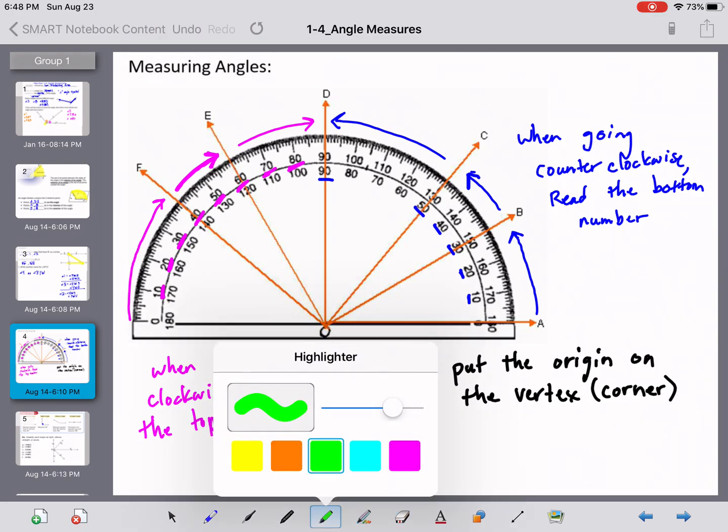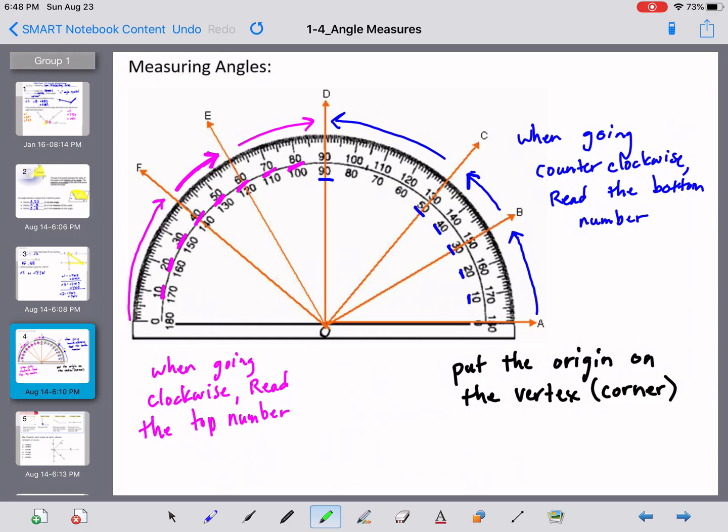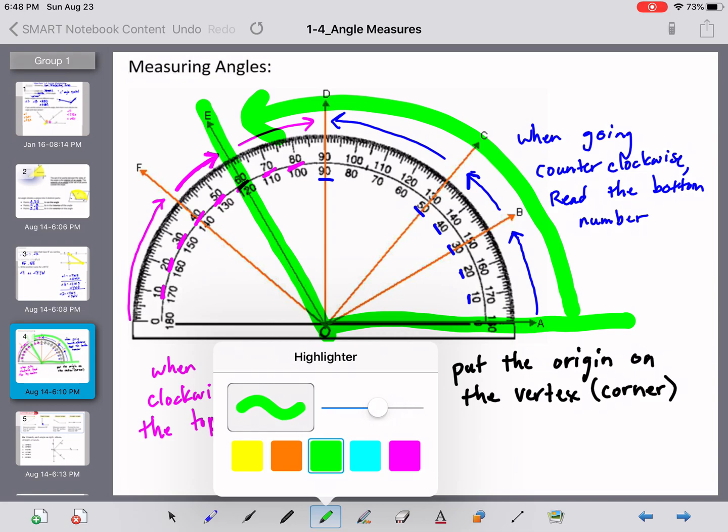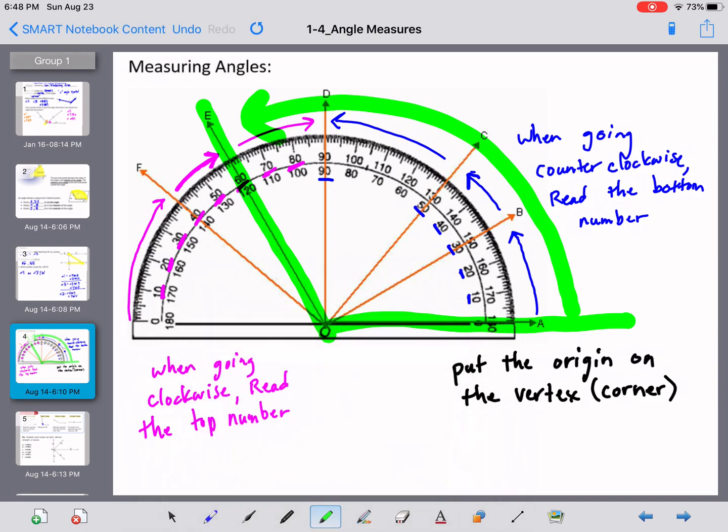Let's go with green. E. All right. That green angle going that direction is what? 100. Ooh, you're not going to be able to see that. That would be 120 degrees. Okay? Do you see that?